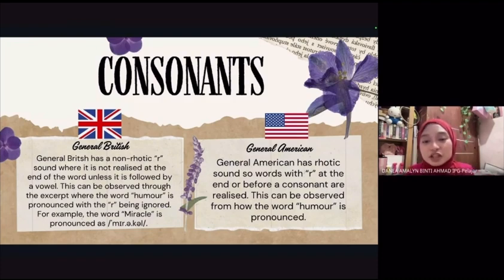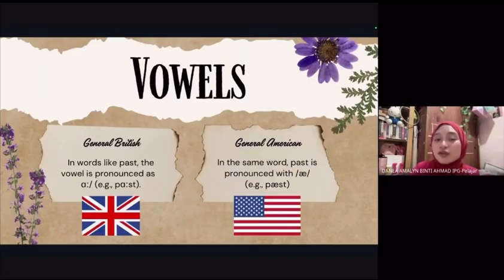Meanwhile, for General American, the r sound is rhotic, so it's pronounced even at the end of words like car and butter. Let's move on to the vowels.